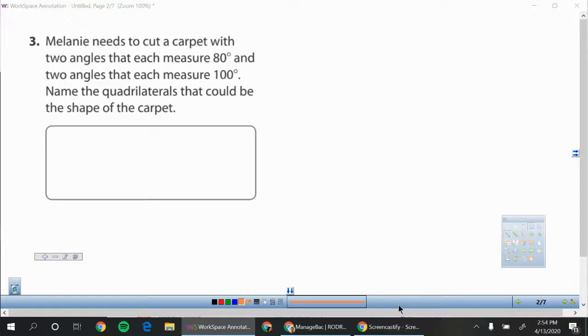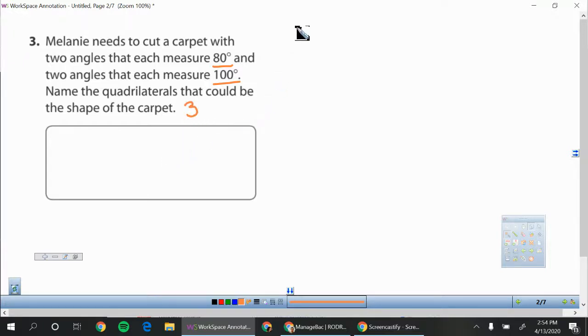Melanie needs to cut a carpet with two angles that each measure 80 degrees and two angles that each measure 100 degrees. Name the quadrilaterals that could be the shape of the carpet. So in my understanding, the number of quadrilaterals that can be the shape of the carpet will be three different ones.